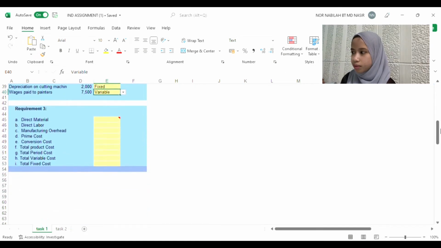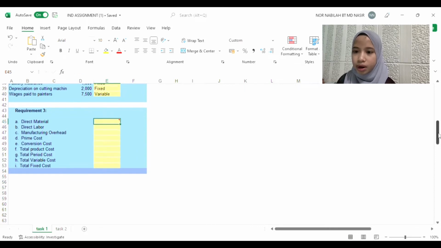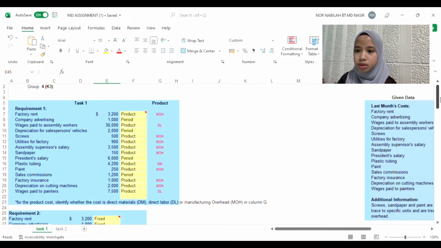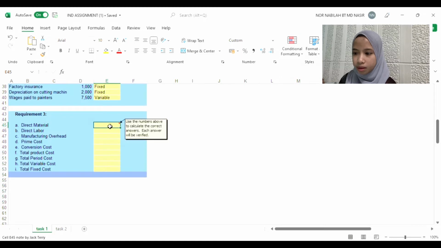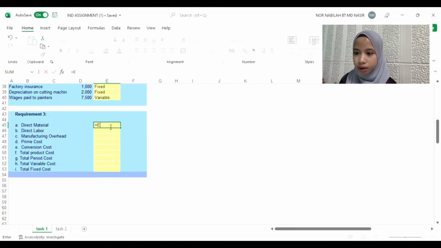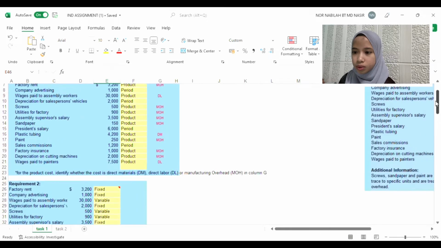And then for requirement 3, calculate the cost of direct material, direct labor, manufacturing overhead, prime cost, conversion cost, total product cost, total period cost, total variable cost, and total fixed cost. For direct material, plastic tubing, the cost is 4,200.